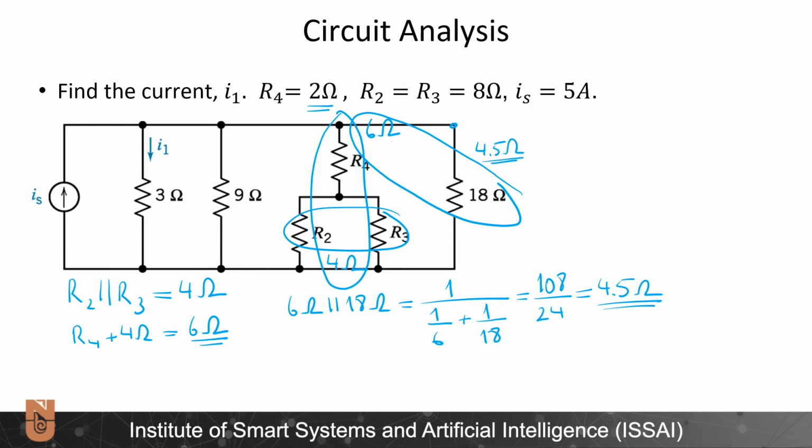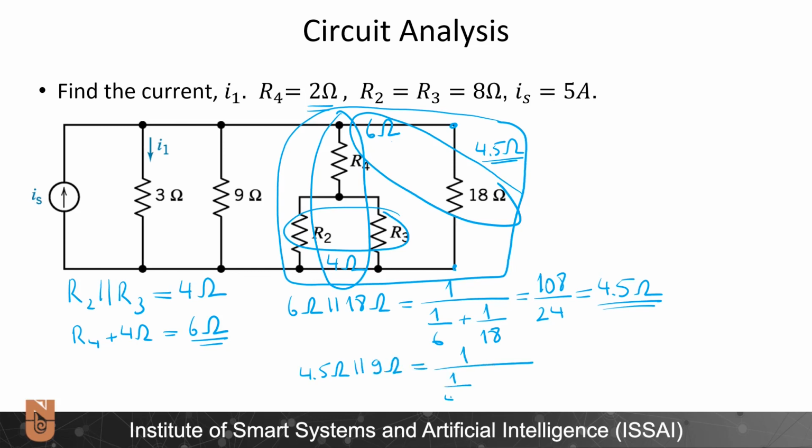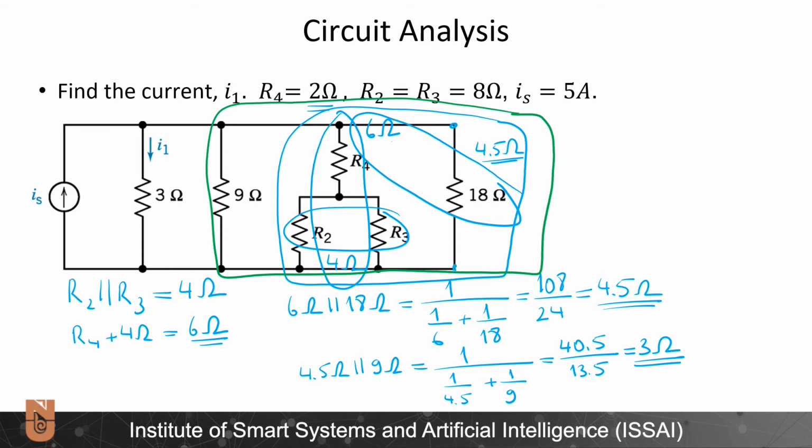The 4.5 ohm resistor between this node and that node, which is encompassing all of this part of the circuit, is in parallel with 9 ohms. 4.5 ohm in parallel with 9 ohms will be equal to 1 over 1 over 4.5 plus 1 over 9, which is 9 times 4.5, 40.5, divided by 13.5, and it's a beautiful simple 3 ohm resistor. So I solved right now this whole part of the circuit, and the equivalent resistance is 3 ohms.